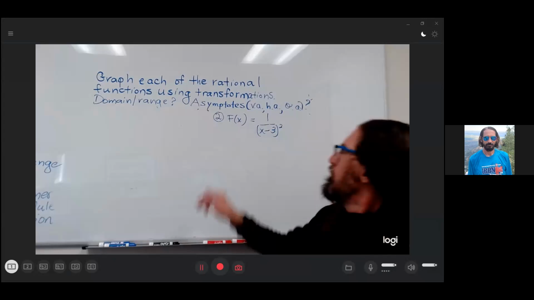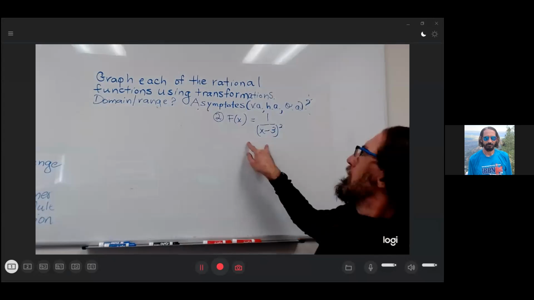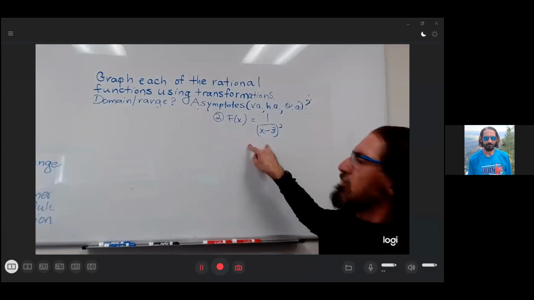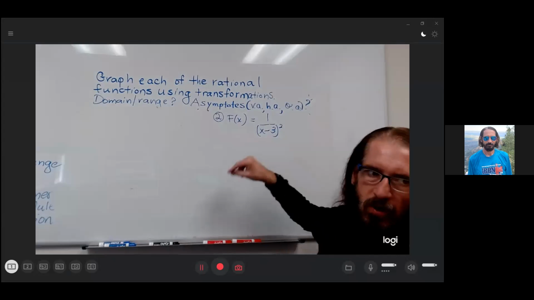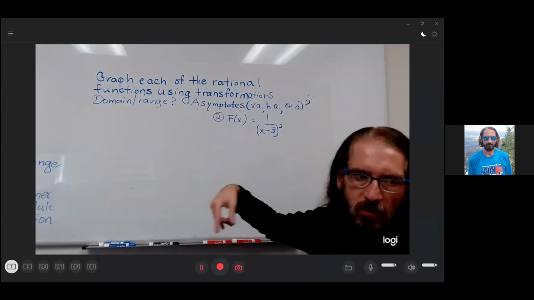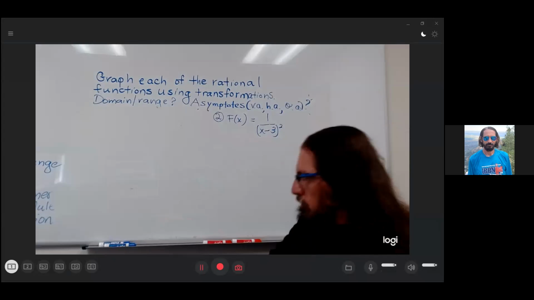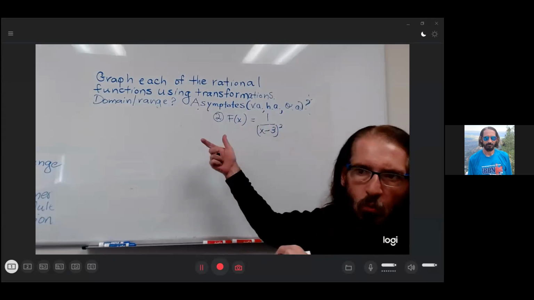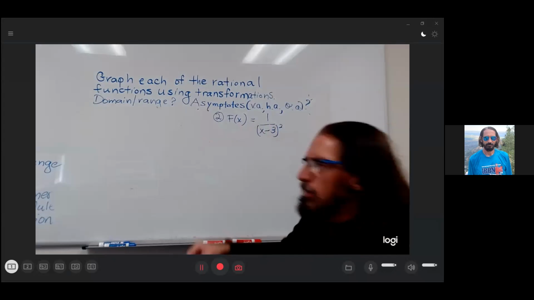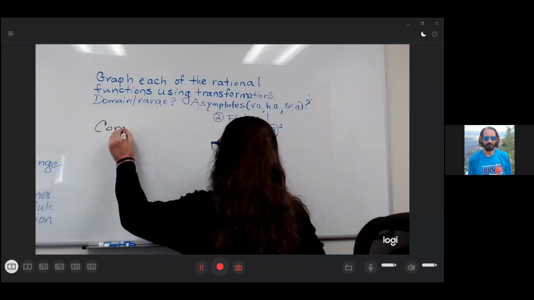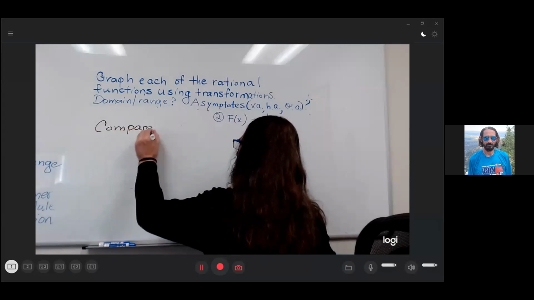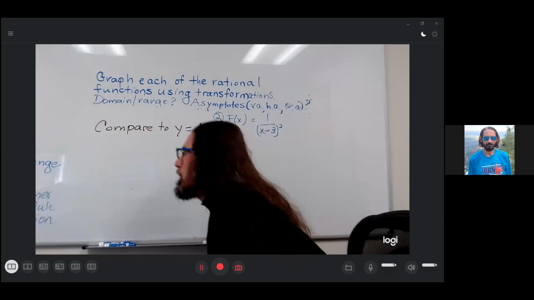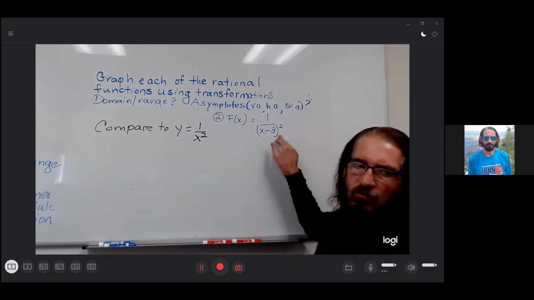All right, graphing one more here. f of x equals 1 over the quantity x minus 3 squared. That squaring is not a transformation. That is a comparison to y equals 1 over x squared. All that happens is we're going to shift this to the right 3 units.